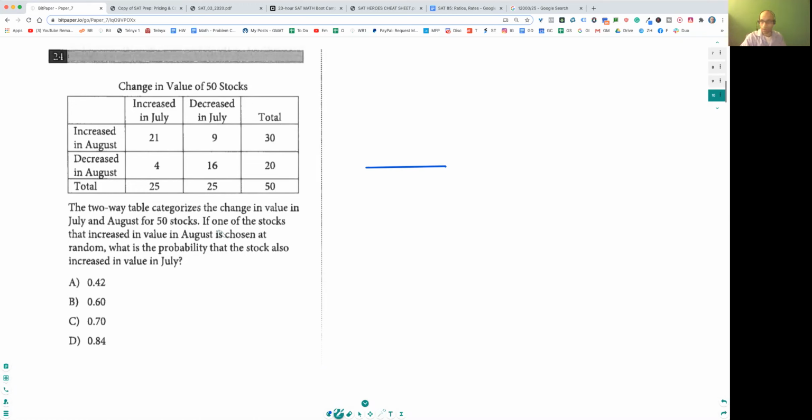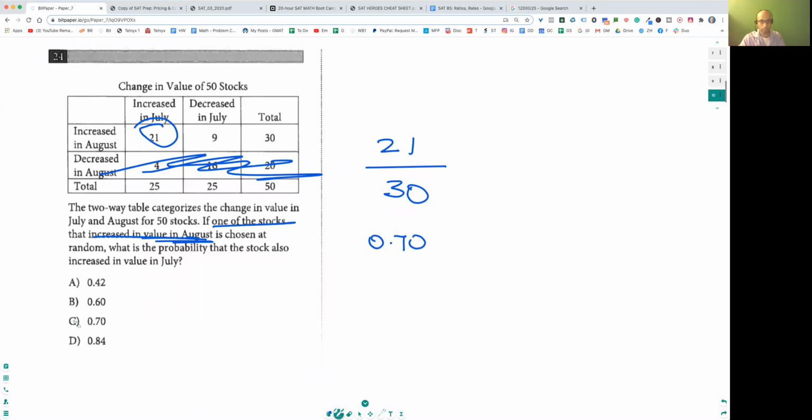Remember, the denominator is more important. One of the stocks that increased in value in August is chosen. So that's going to be your denominator. Increase in value means this section, and the rest is totally useless now. Just put in 30 here. That's your total. You don't need any of this other information. Then, what is the probability that the stock also increased in value in July? That's here. So your answer is going to be 21 over 30, which gives you 0.7. And so that's your correct answer.